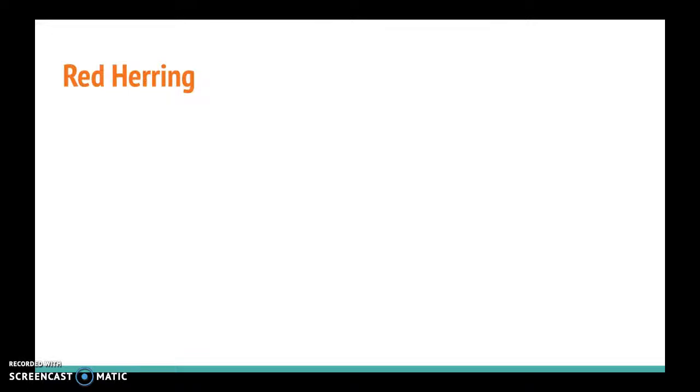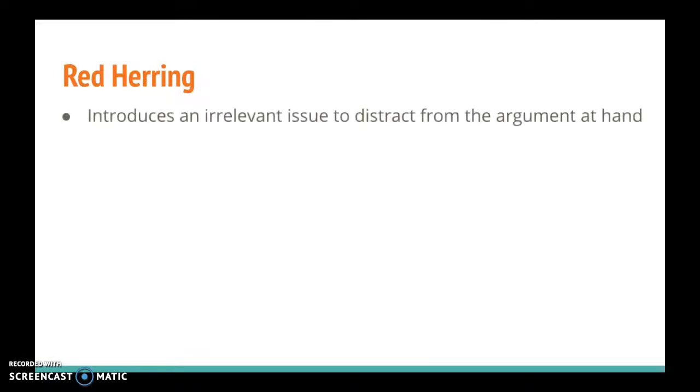A red herring fallacy happens when a speaker introduces an irrelevant issue into the discussion in order to distract from the argument at hand. So the speaker will start talking about something that is completely unrelated, or at the very least tangentially related, to the topic that is being discussed, but doesn't really have anything to do with that topic.